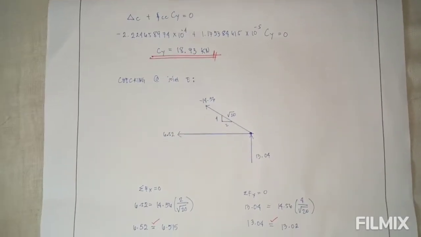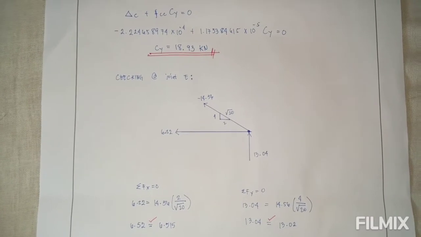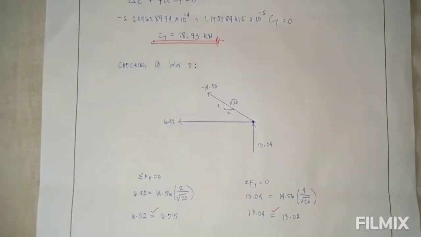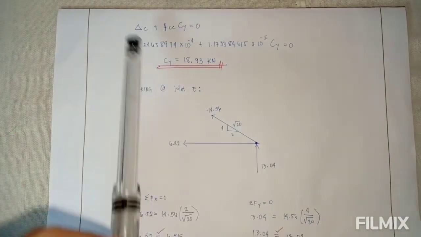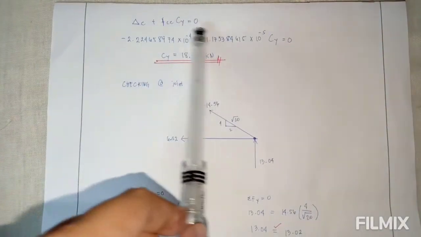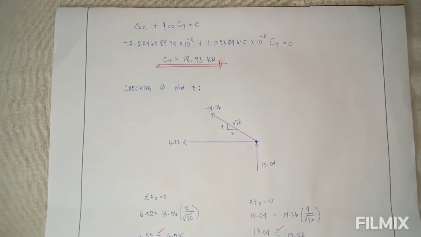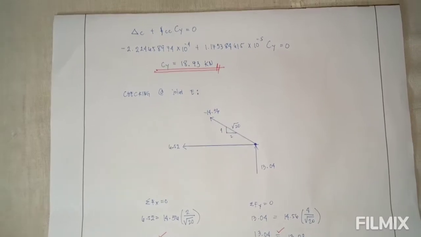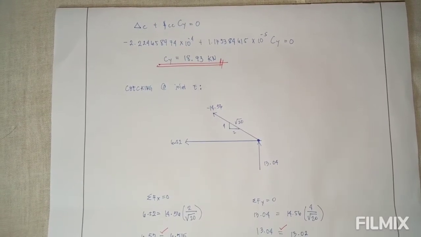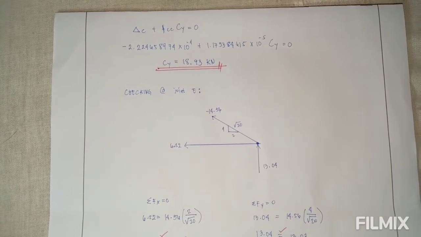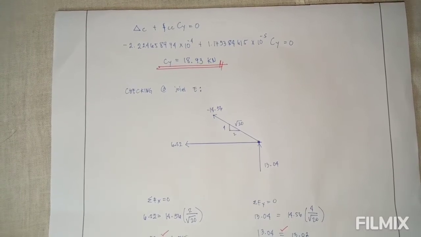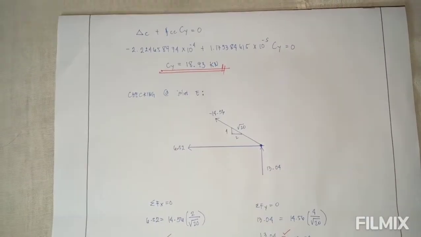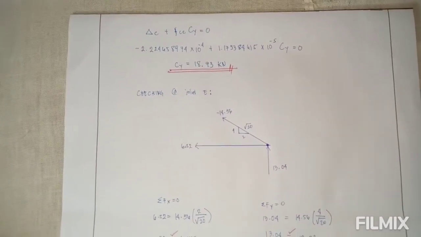Now we have to balance the deformation to solve for the redundant reaction. We will use this equation to get the value of Cy. We already have the values of delta C and 4cc, so it will be easy for us to get the value of Cy. So Cy is now equal to 18.93 kilonewton.